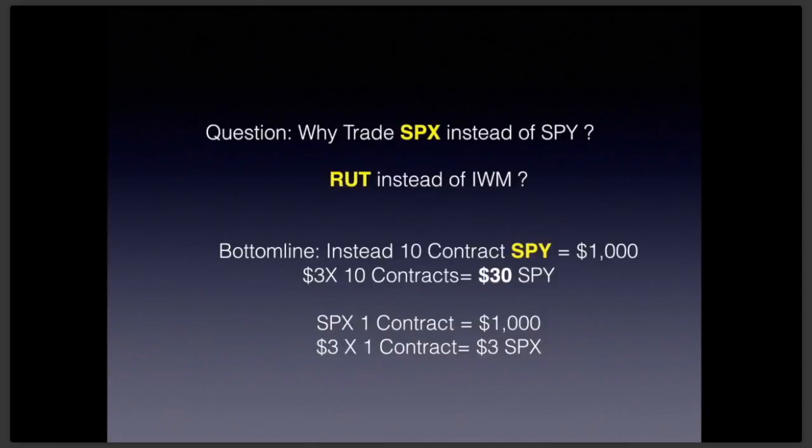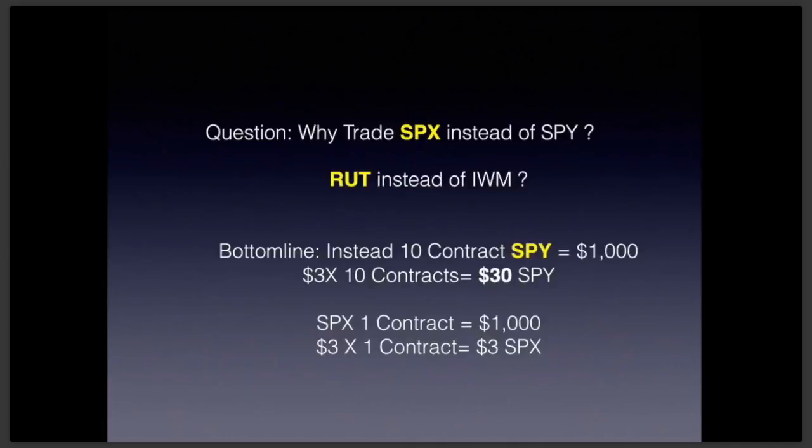Okay, so I'm getting a few more questions. Why trade SPX instead of SPY? Why do we trade RUT instead of IWM? So bottom line is, for instance, 10 contracts of SPY, you pay 10 lots commission to the broker, that would be $15. If you were to trade just one lot of SPX, which will have almost the same leverage as 10 lots of SPY, you'll only be paying $1.50 for one contract. So it will be much more cost efficient to trade SPX.